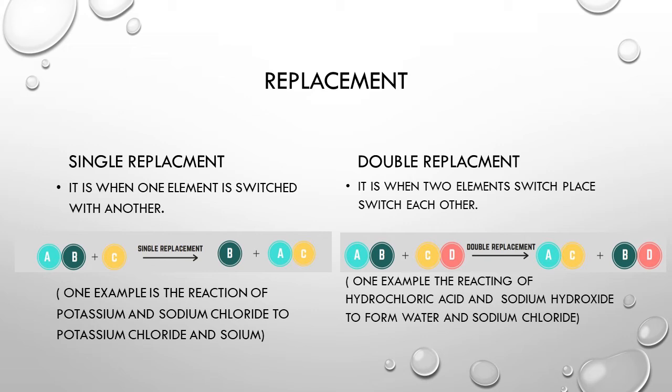Next is replacement. Replacement has two types, single and double replacements. First, let's start off by saying what's single replacement. Single replacement is when one element switches with another. One example is the reaction of potassium and sodium chloride to form potassium chloride and sodium. In this example, sodium switches places with potassium due to the reacting.